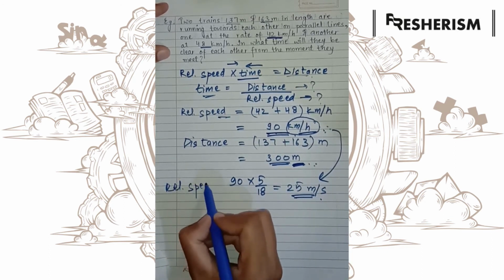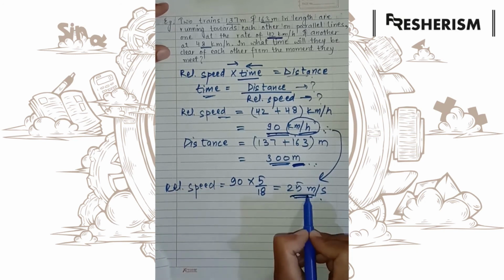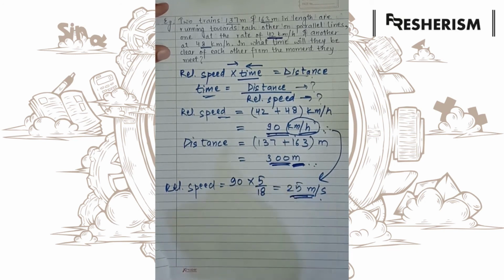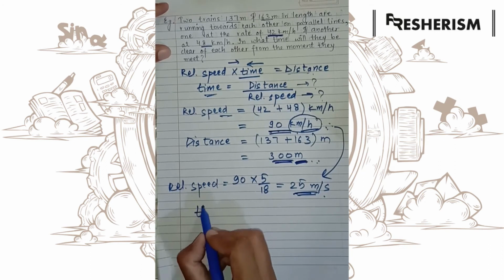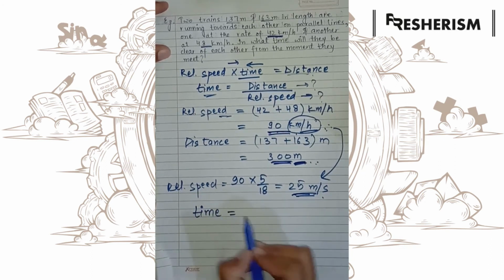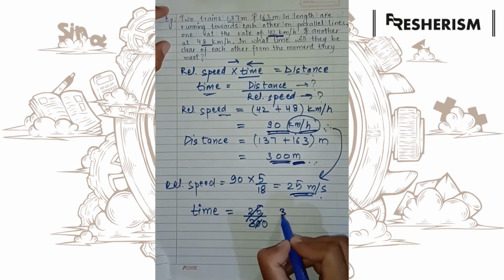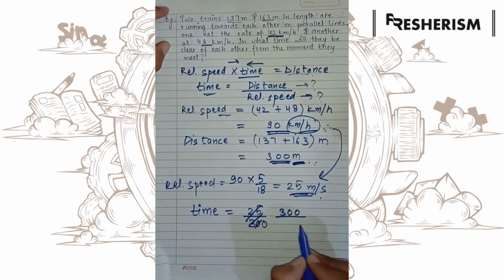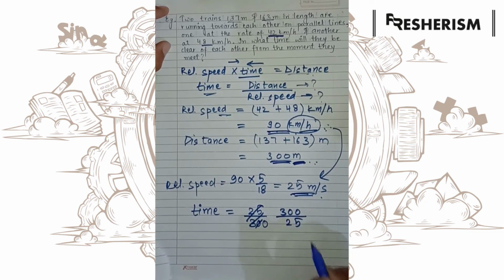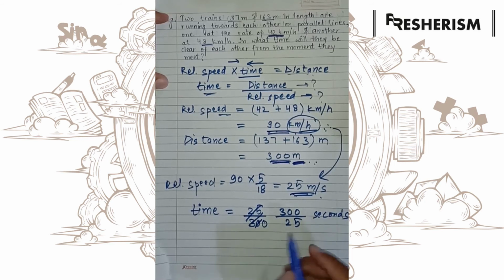So relative speed is equal to 25 meter per second and distance is 300 meter. And we have to find out time. So time will be equal to distance, 300, divided by the speed, 25, which on dividing we get 12 seconds as the answer. So the trains will take 12 seconds to cross each other.